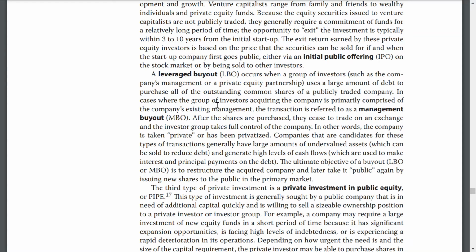After the shares are purchased, they cease to trade on an exchange, and the investor group takes full control of the company. In other words, the company is taken private, or has been privatized. Companies that are candidates for these types of transactions generally have large amounts of undervalued assets, which could be sold to reduce debt and generate high levels of cash flow.